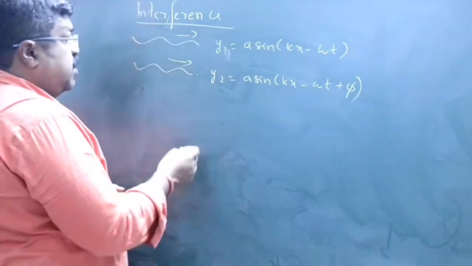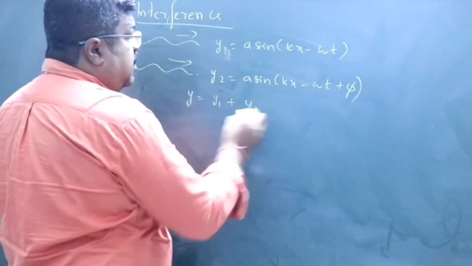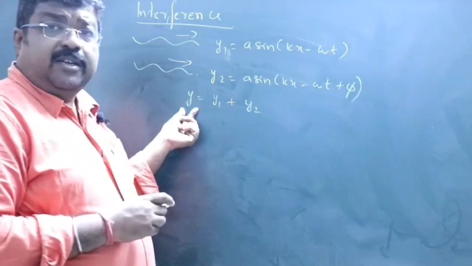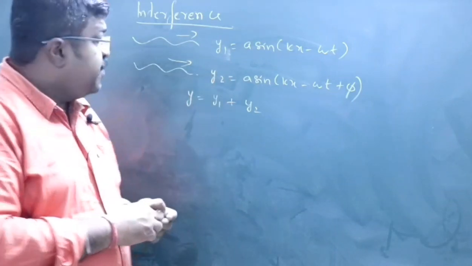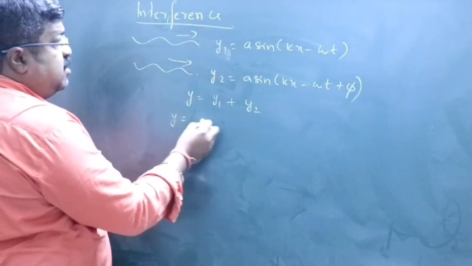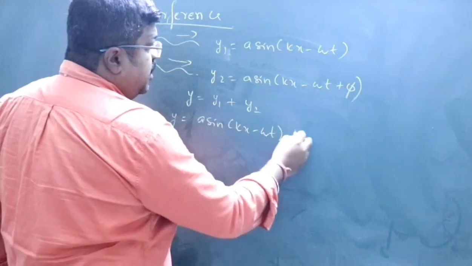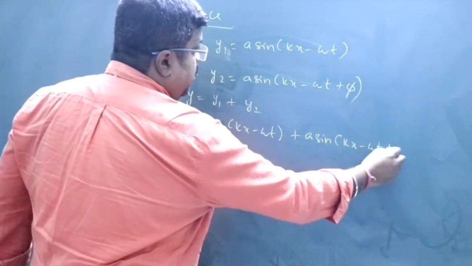Now on superposition we know the resultant displacement will be the algebraic sum of the displacements of the individual waves. So y is the resultant displacement produced due to superposition of these two displacements. So y is equal to a sin(kx minus omega t) plus a sin(kx minus omega t plus phi).